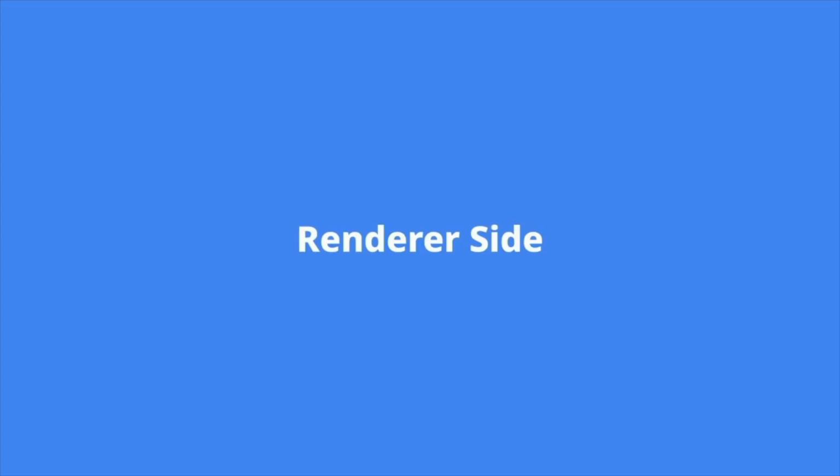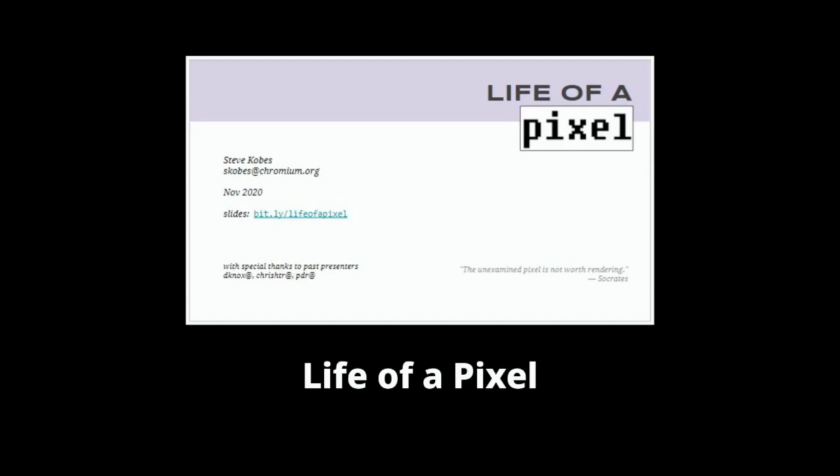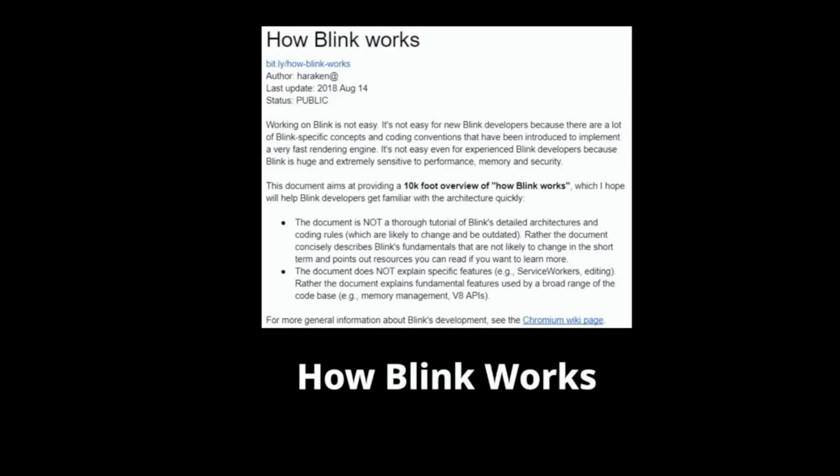If you're interested more in the renderer side or web engines, it'd be good to read documents in this chapter. The first document would be Life of a Pixel. The document kindly explains how web pages are rendered into pixels from start to end. And how Blink works is another great document. It's a little bit deeper than Life of a Pixel, but a good starting point.